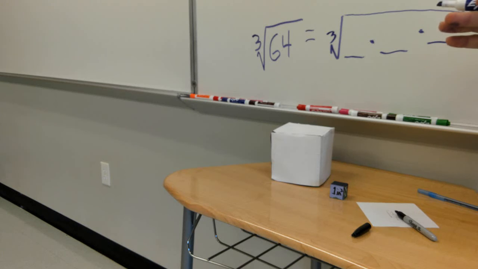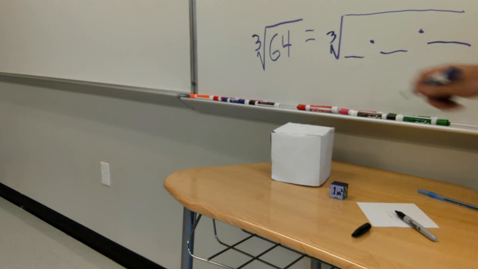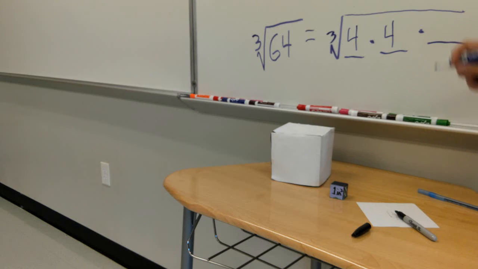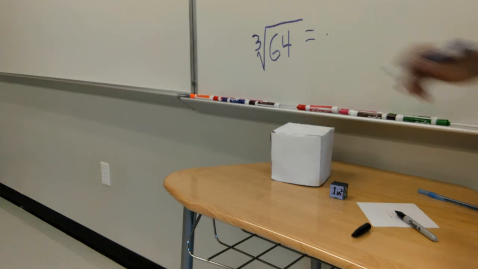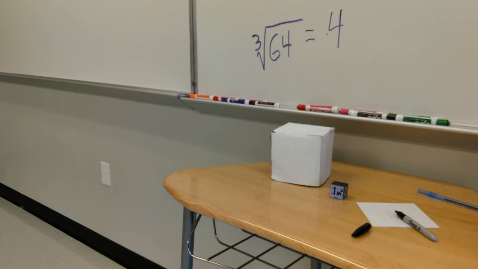So I want you to think about that, right? 2 times 2 is 4, times 2 again will give you 8. It's not that. 3 times 3 is 9, times 3 again is 27. It's not that. Let's try 4. 4 times 4 is 16, times another 4 is 64, right? So that means that the cubed root of 64 is 4, because 4 cubed would give me 64.